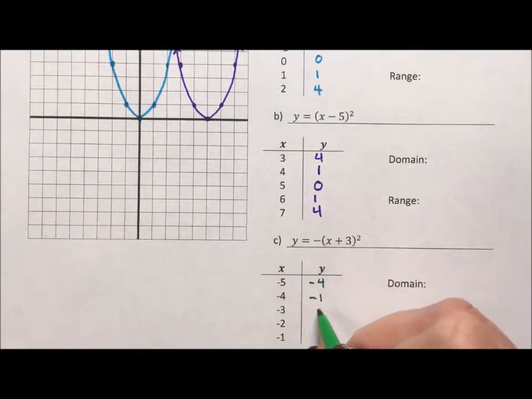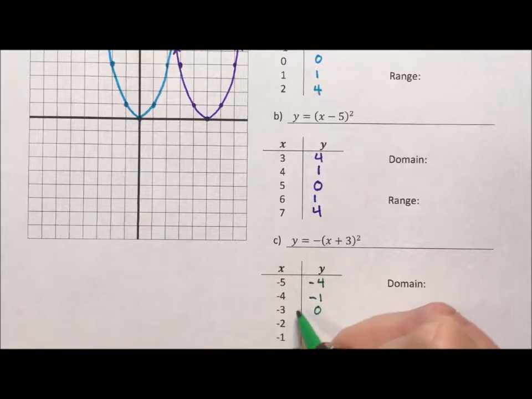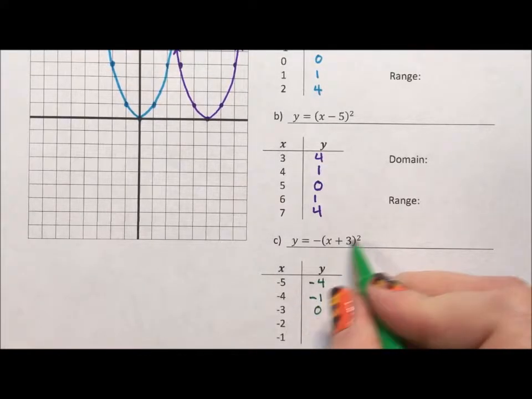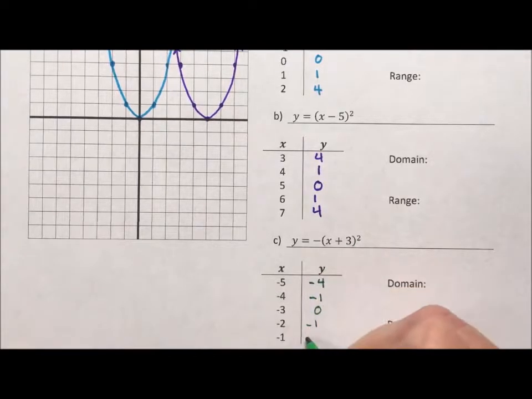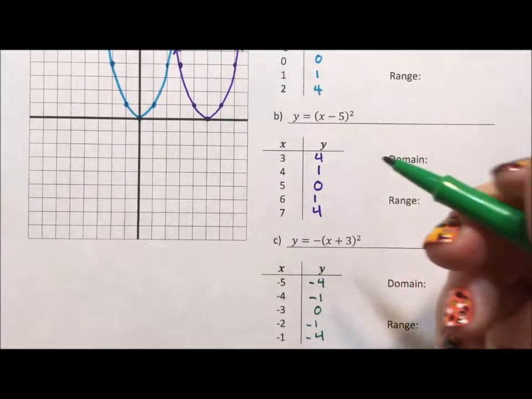Negative 3 plus 3 is 0, and 0 squared is 0. Negative 2 plus 3 is 1, 1 squared is 1, but there's that negative. Negative 1 plus 3 is 2, 2 squared is 4, but there's that negative.